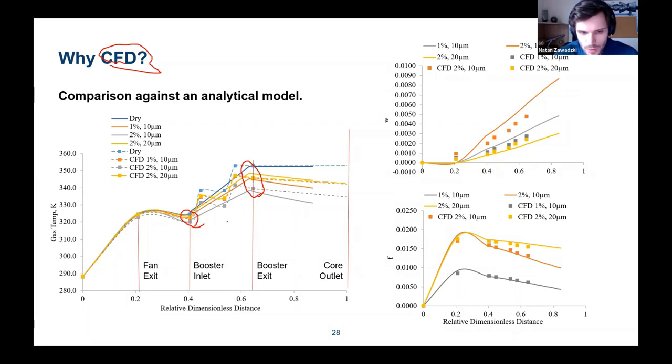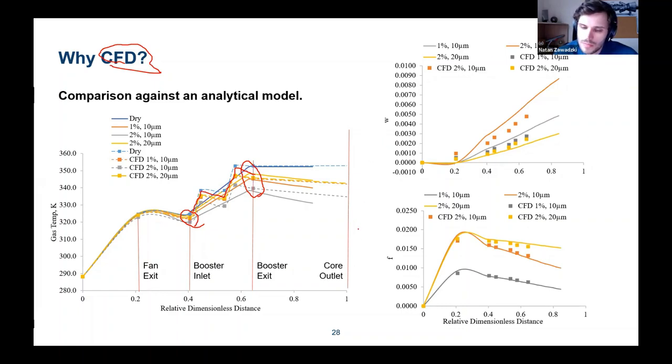So if you want to predict the decrease in temperature due to the evaporative cooling that you have from water injection, you might be fine with our analytical model. But what happens in between, you see that CFD accounts for the compression in the rotors, and then the cooling in the stators, and the compression again in the next rotor, cooling in the stator, etc.